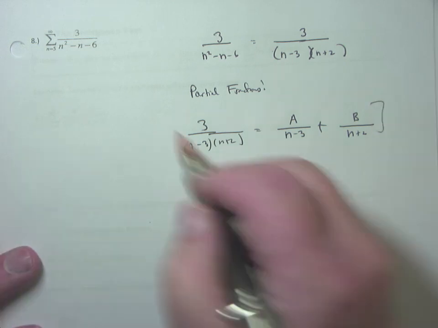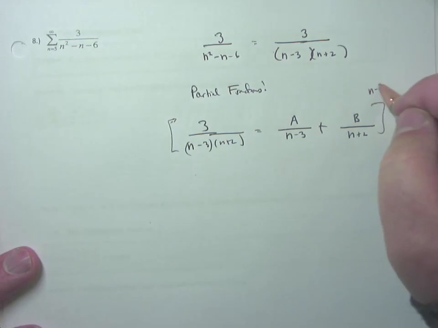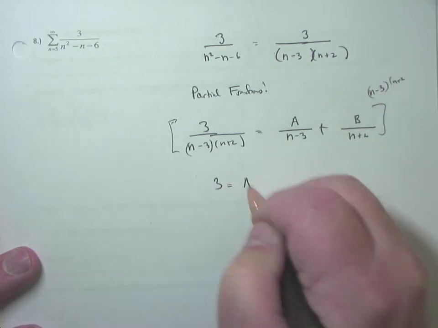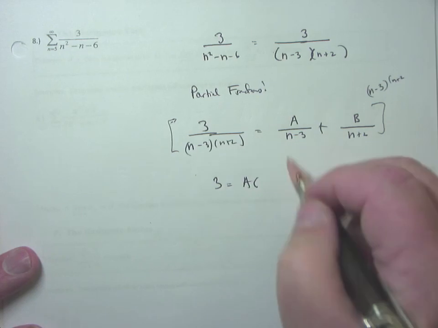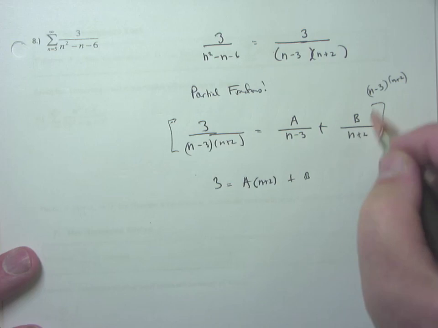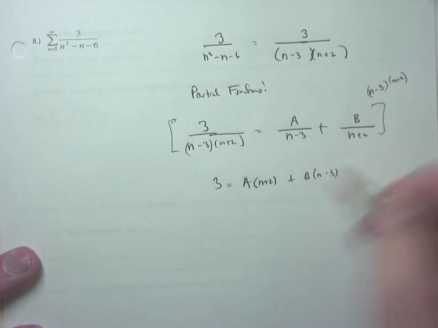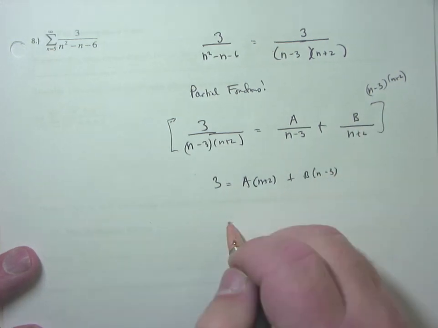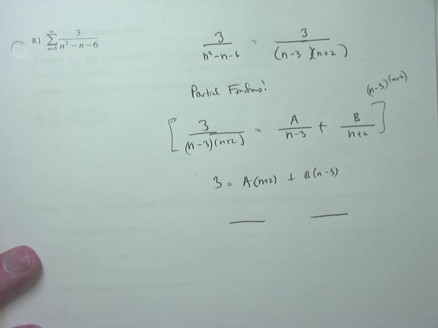I'm going to multiply both sides by my common denominator of n minus 3 times n plus 2. This will give me 3 is equal to A times the n plus 2, since the n minus 3 is canceling out. Plus B, here the n plus 2 is canceled, times n minus 3. I got 2 letters to solve for. What is your suggestion on the n's that I should pick using the annihilator method?